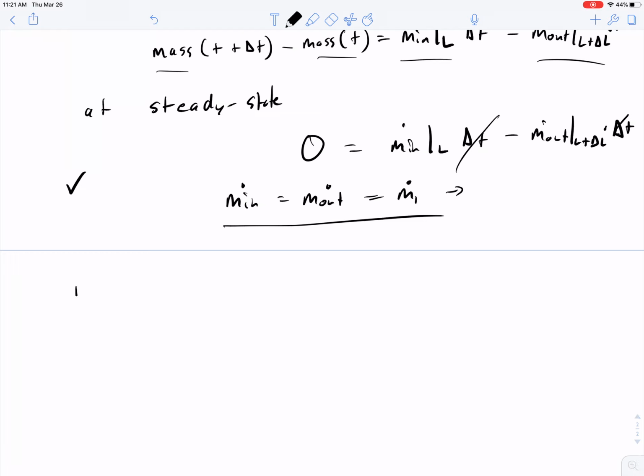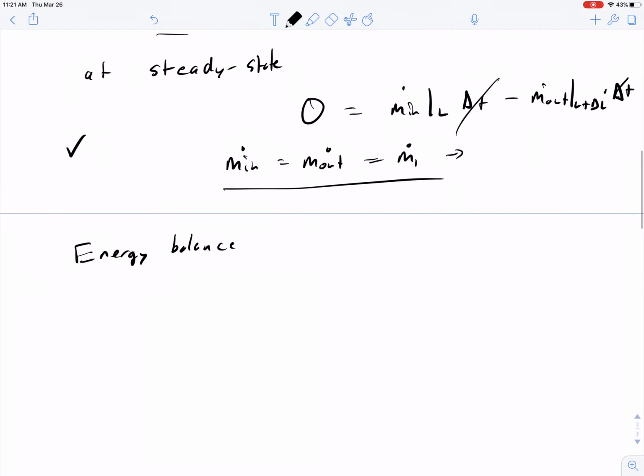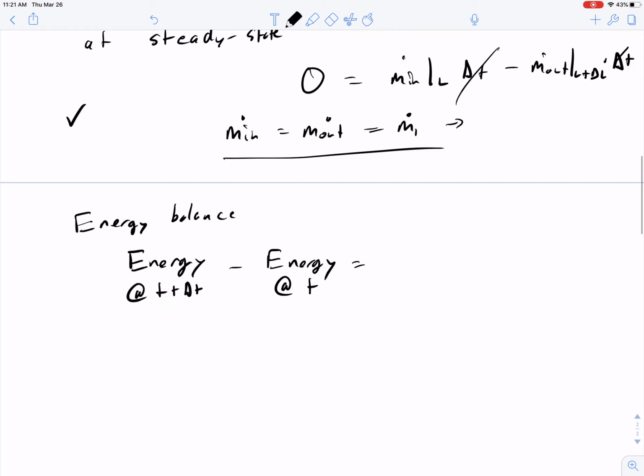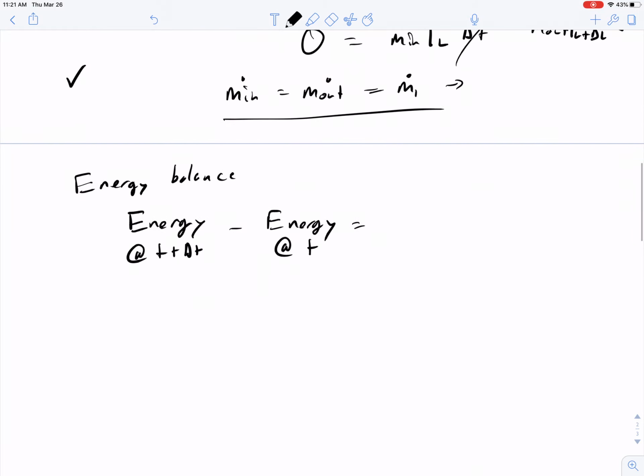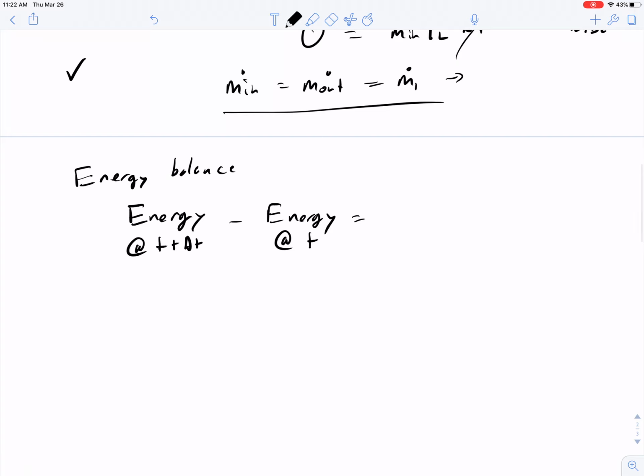So let's move on to the energy balance now. We have to do it with a similar new derivation for this control volume. So let's just call it the energy, or you can use U for internal energy at time t plus delta t, minus the energy at some time t, is equal to the flows of energy in and out of the system. But we know that this whole thing is operating at steady state, so we don't expect any energy accumulation.